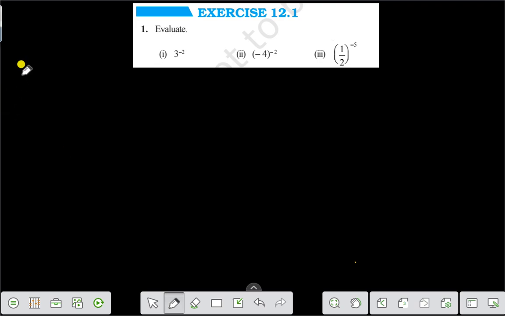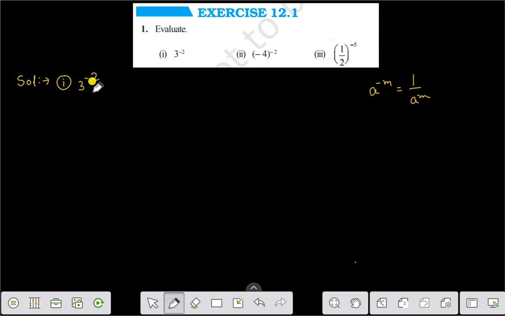Here you see. Question number 1 is 3 to the power minus 2. We'll apply this formula: a to the power minus m is equal to 1 by a to the power m. We'll apply this formula.